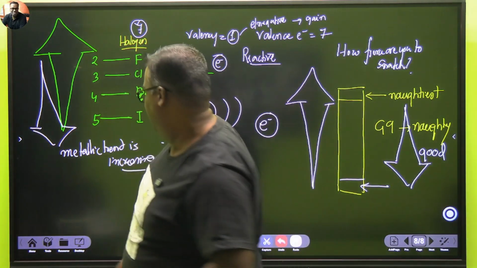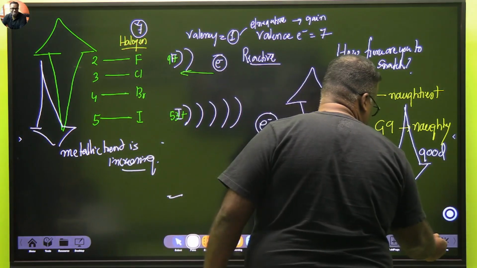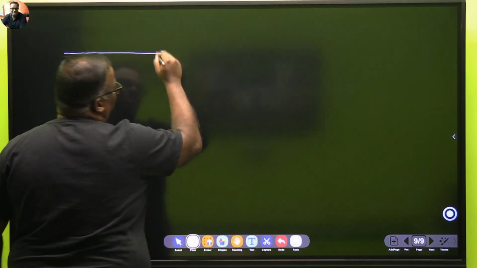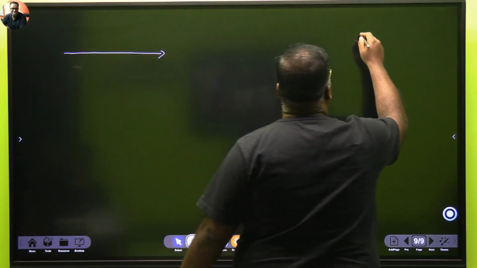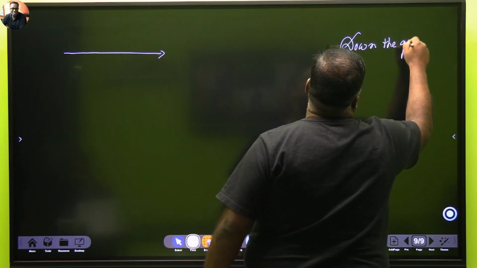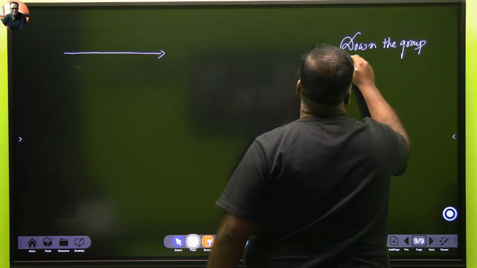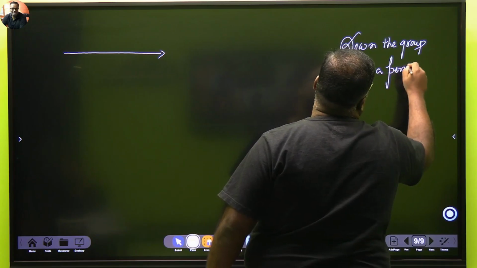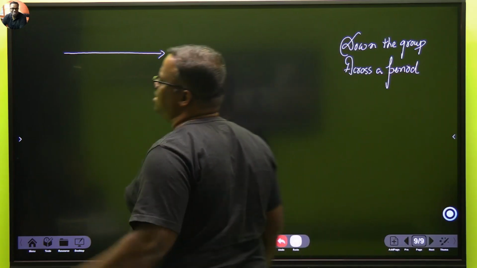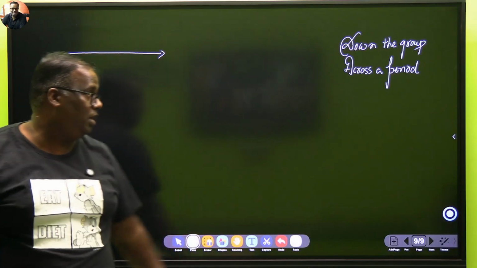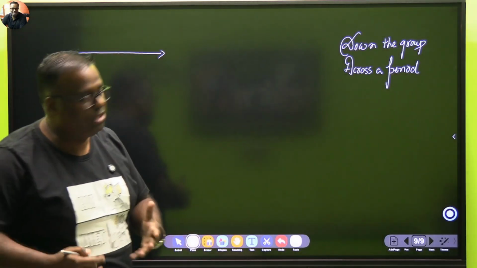Now the next thing we need to understand. You have discussed all this down a group. If you study in CBSE, the entire periodic table is studied like this: down the group, and then across a period. This is the way you study everything: chemical reactivity, ionization potential. What happens down the group, and what happens across a period? So let's study across a period.